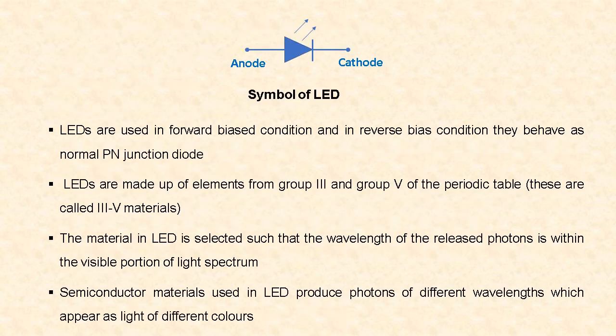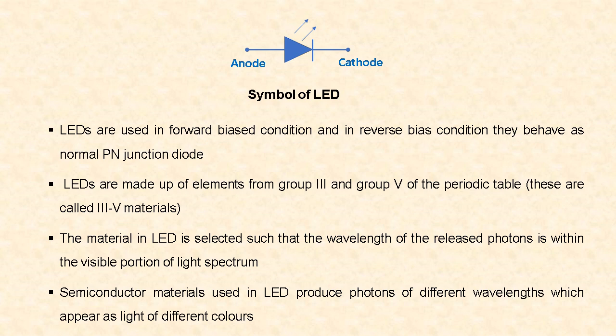The symbol of LED is shown in the figure. It has an anode and cathode similar to a normal PN junction diode, and in addition it has two arrows indicating the emission of photons. LEDs are used in forward biased condition, and in reverse biased condition they behave as a normal PN junction diode. These LEDs are made up of elements from group 3 and group 4 of the periodic table, and hence they are called group 3-5 materials.